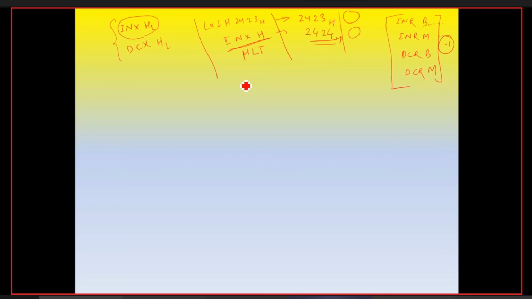Understood? It is not related to the content. What is at 2423 doesn't matter. The address will increment by 1.